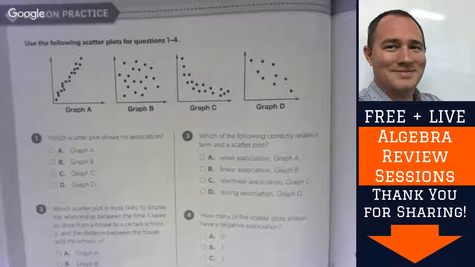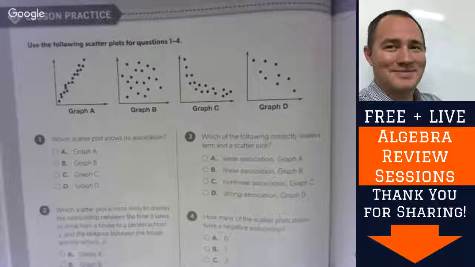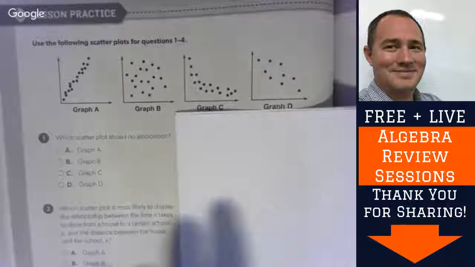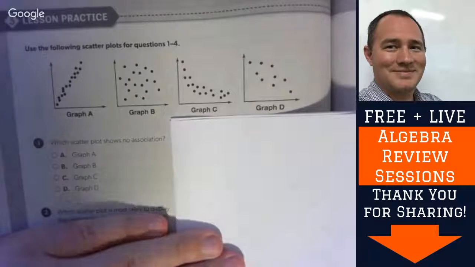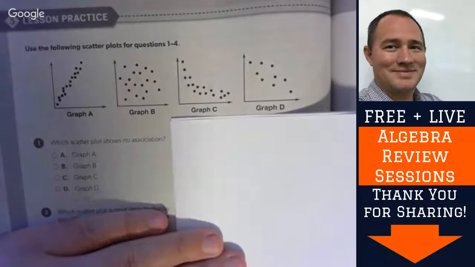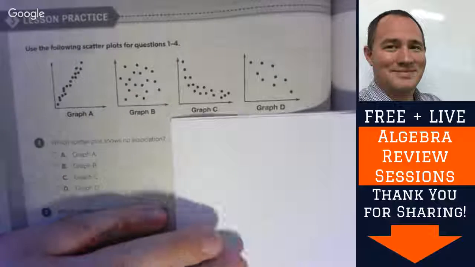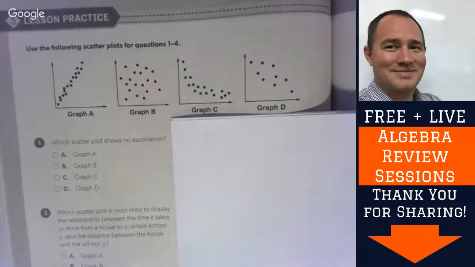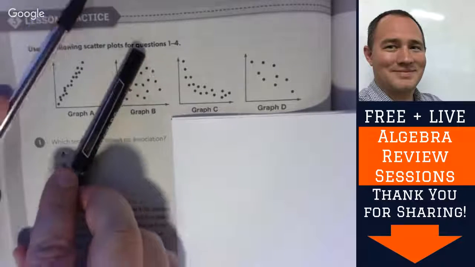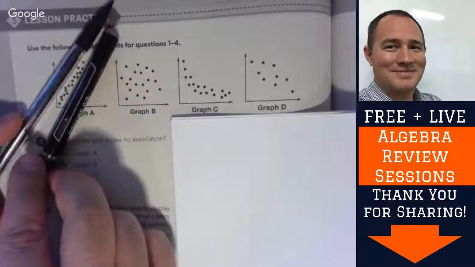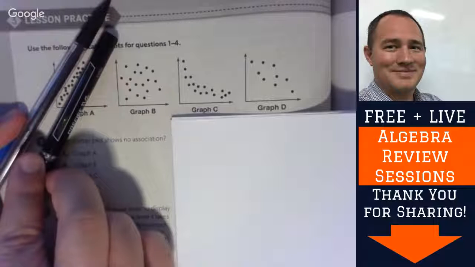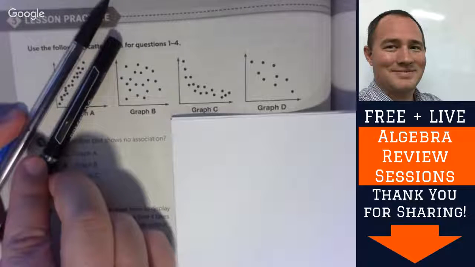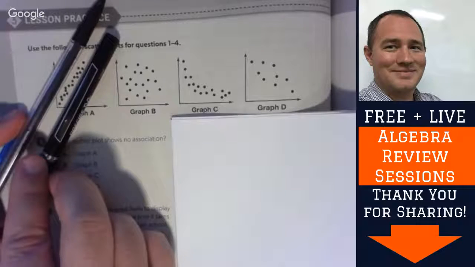Okay, so use the following scatter plots to answer questions 1 through 4. So which scatter plot shows no association? Remember, when we're looking for an association, we're trying to build a hallway, so to speak, or this little corridor. So graph A, certainly if all of the points fit inside of this very narrow hallway, well, that's going to be a strong positive association.